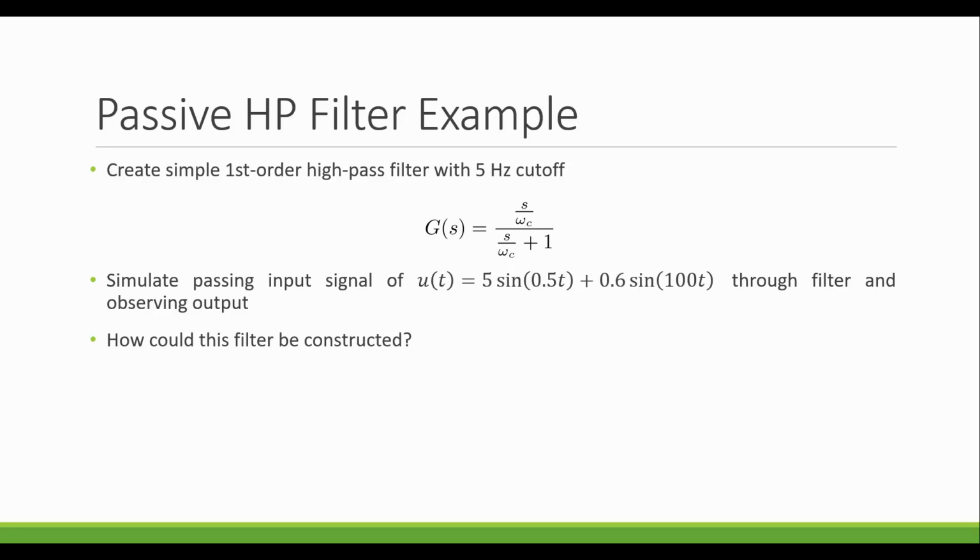We're going to also make this one have a 5 Hertz cutoff, but now the intent is that signal that has frequency higher than 5 Hertz will be more or less preserved, and lower than 5 Hertz will be attenuated. And we'll give this filter that same input signal made up of a low frequency, high amplitude part, and then a high frequency, low amplitude part. And we'll see what the output is going to look like after it passes through the filter. And then again, in hardware, if we wanted to make an analog filter, how would we construct that?